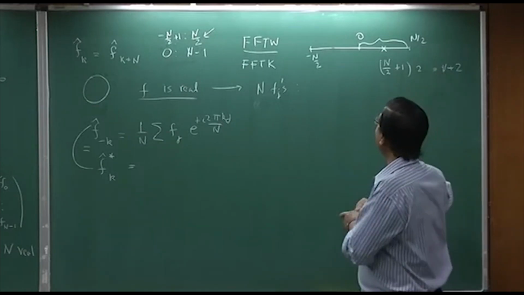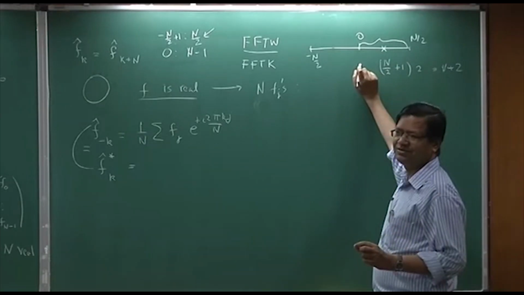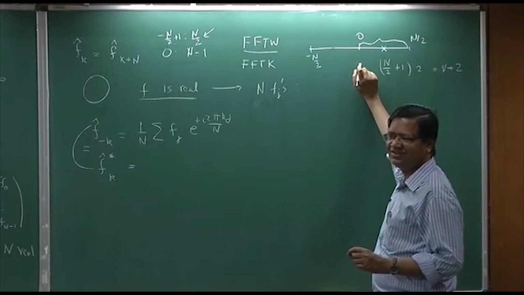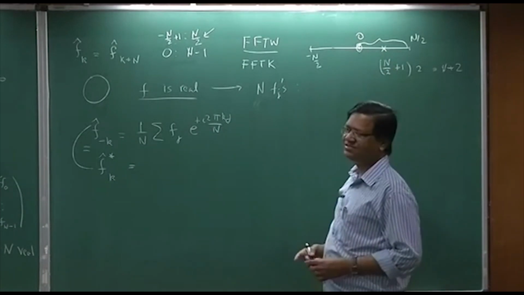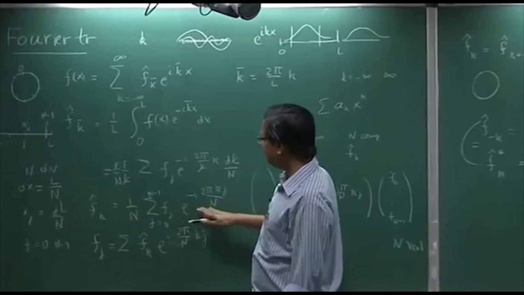The mistake I am making is that two values among these are purely real, they are not complex. And which ones are purely real? f hat 0 is purely real. Why? It is the average. For f hat 0, this becomes 1.